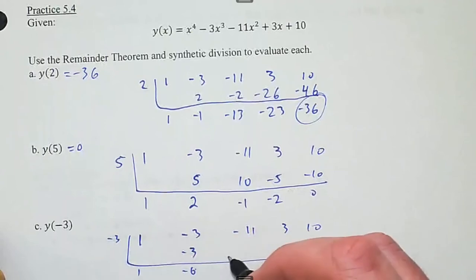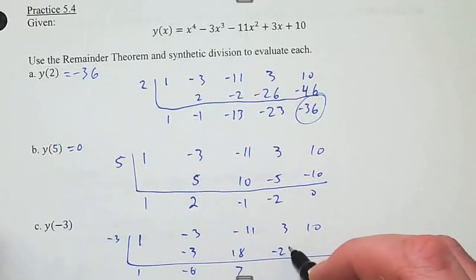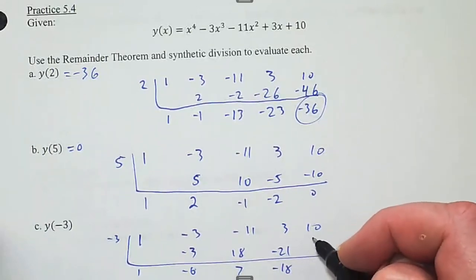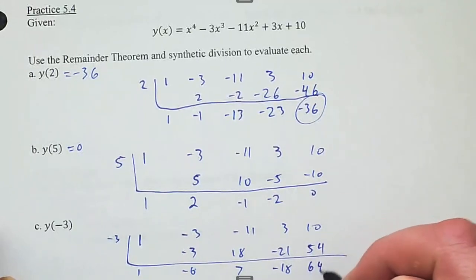And negative 6, and then 18. Was that 7? Negative 21. Negative 18, I think, and then 54, yeah. So 64.